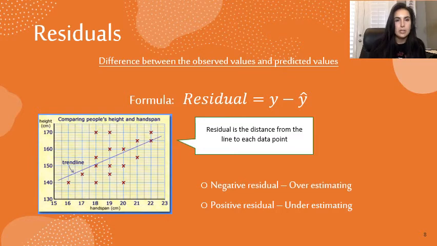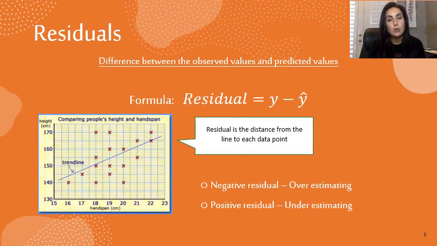A term that may be new to you is residuals. Residuals are just the difference between your observed value, the actual data points, and whatever our least squares regression line predicts. The formula for residual is y minus y hat, so that's actual minus predicted. Your residual is the distance from the line to each data point. If you're looking at this graph comparing people's height and handspan, that line is your least squares regression line, and each of those little x's are your actual data points.